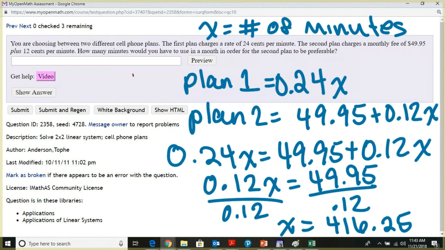So at 416 minutes, the first plan is going to cost you $99.84. So I'm just thinking about rounding it to a whole number. So if you talk 416 minutes, the first one's going to cost you this much. And the second one is going to cost you $99.87.